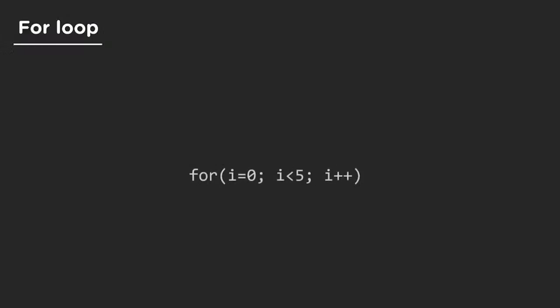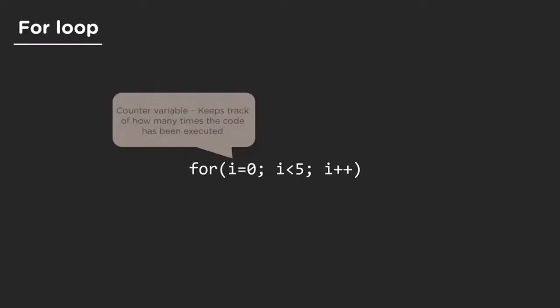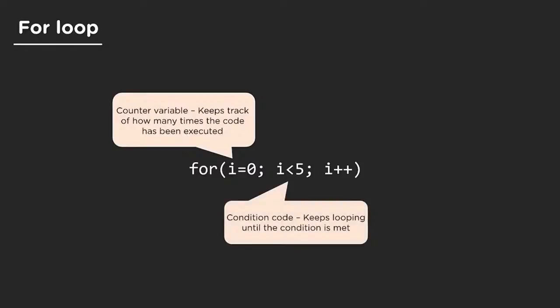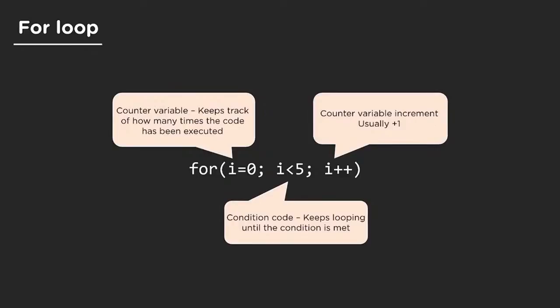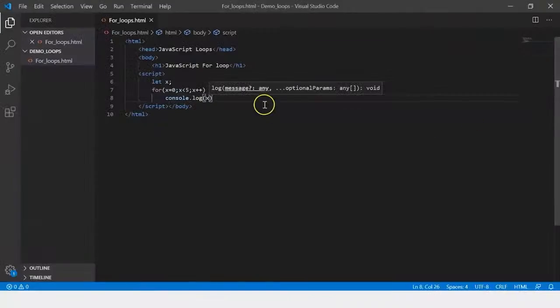So basically what happens is, now you have the first variable which is called the counter variable. Now this keeps track of how many times the code is being executed, right? And next, x less than 5 is the condition. Now the loop keeps executing as long as the condition is met. And lastly, the counter variable is incremented, and usually it's incremented by 1, right? So here we've done the same thing. And inside the loop, we print the value of x. Alright, so let me save the file and then execute it.